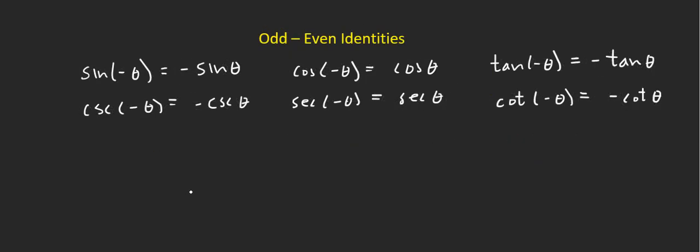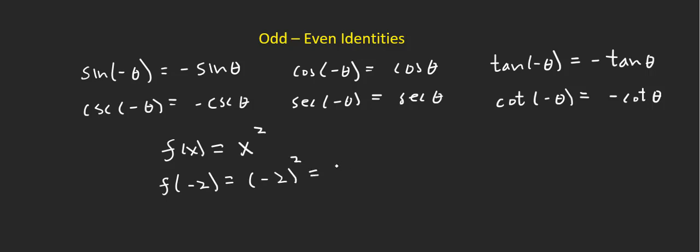In this video, we're going to talk about odd and even identities. Before I get in, let's review odd and even functions. Let's say you have f of x equals x squared. What do you notice when you put in f of negative 2? Well, that's going to be quantity negative 2 squared, which is 4. What about f of positive 2? Well, that's still going to be positive 4.